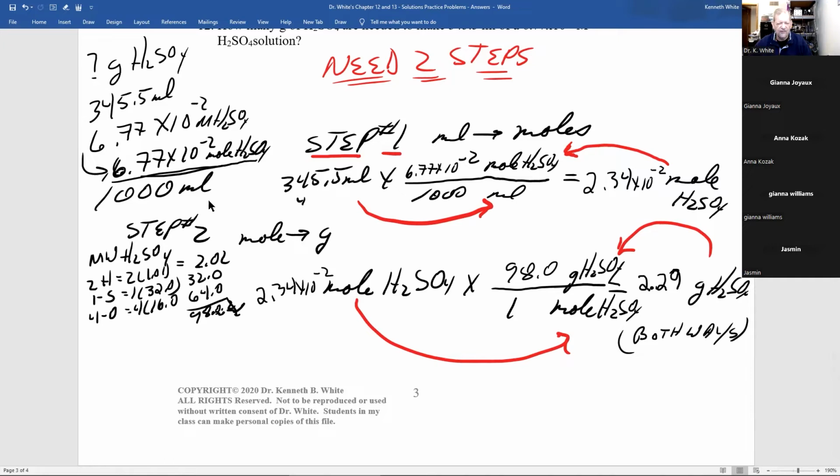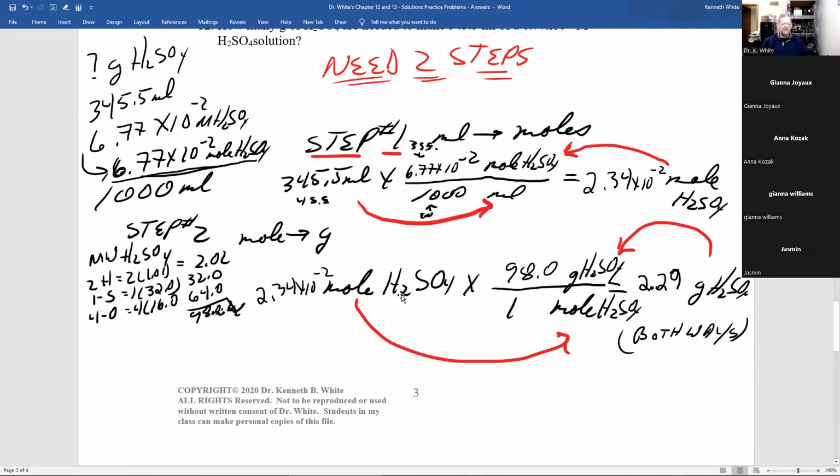Now, this is 4 significant figures. The 1,000 is an exact number, and this is 3 significant figures. So when you're multiplying and dividing, the number you get should have the same number of significant figures as the number you're multiplying and dividing that has the lowest significant figures, which means your answer in step 1 should have 3 significant figures, and it does.